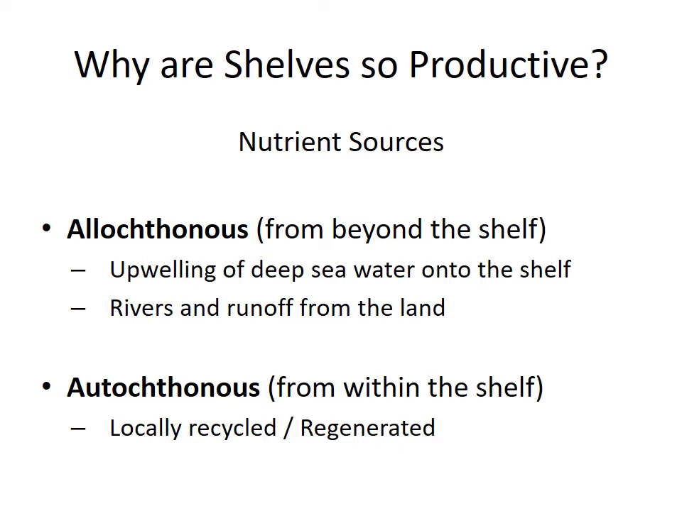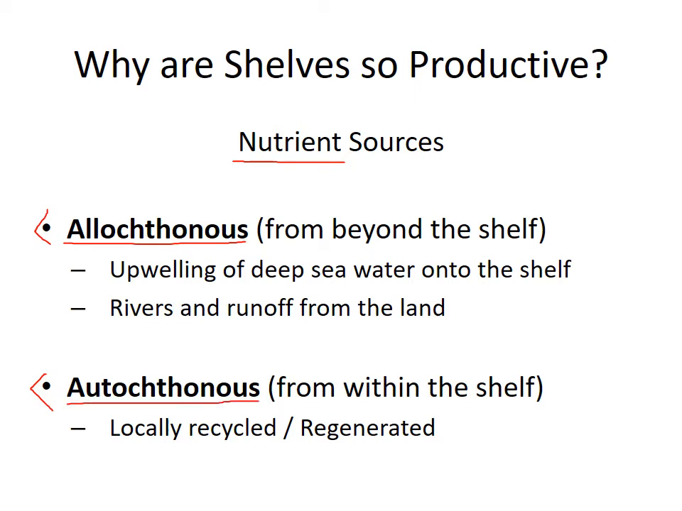We know from the primary production lectures that nutrients are incredibly important to primary productivity. So where the nutrients are coming from is a major question that ecologists need to ask and answer to understand the productivity of different environments. And so on continental shelves, there are two major classes of nutrient sources that have to be considered. There are the allochthonous nutrient sources and the autochthonous nutrient sources.